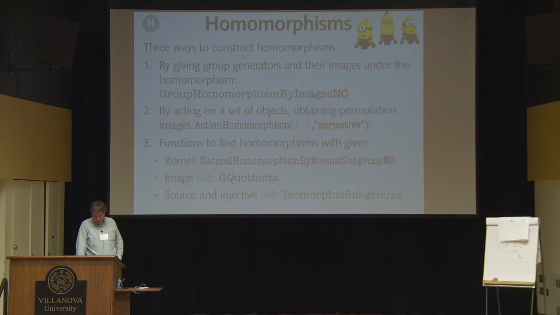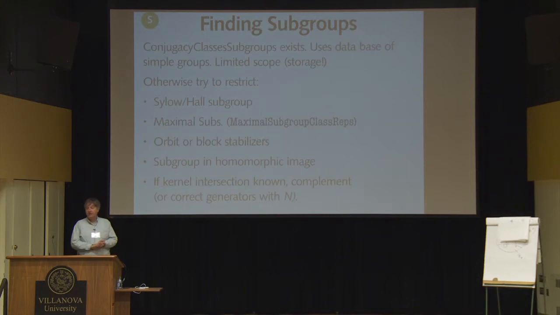Okay. The third paradigm I had was subgroups, and there I just want to very briefly talk about a function, ConjugacyClassesSubgroups, which finds all. Well, if your group gets larger, you don't want all. It uses already by now in the newest version a database of simple groups to try to get their subgroups quickly. But if your group gets larger, you really can't store all subgroups.